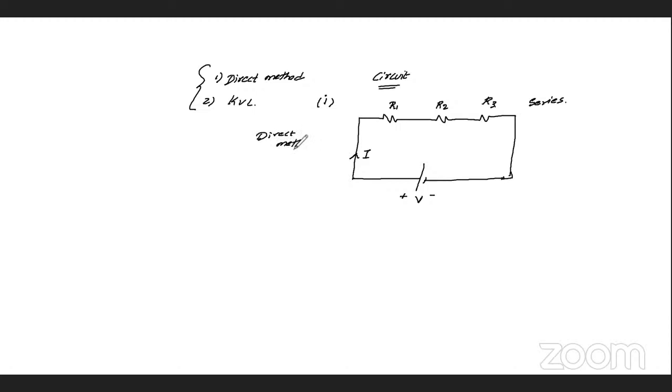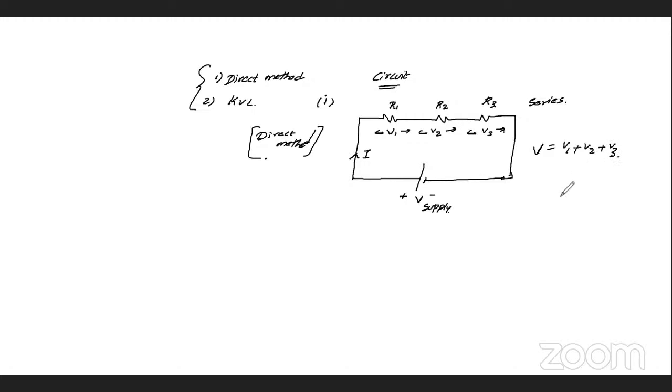Direct method la adoda relation enna varum, equation enna varum. So current flows through R1, R2, R3. So here there is a voltage. Voltage across this will be V1, here V2, and across the resistor it will be V3. Okay, so the terminal voltage, that is your supply voltage, gets split across three different resistors because of the series connection. Current is the same, voltage gets divided. This is your series. So that means we can say V is equal to V1 plus V2 plus V3.